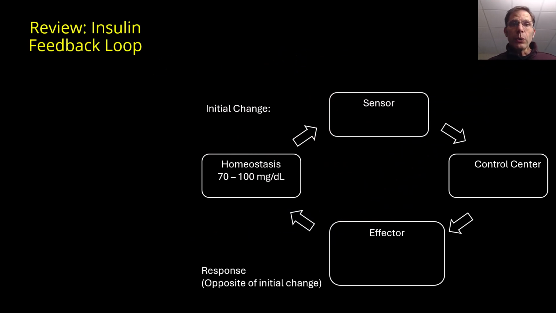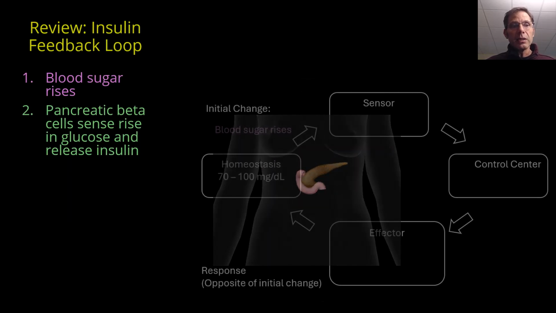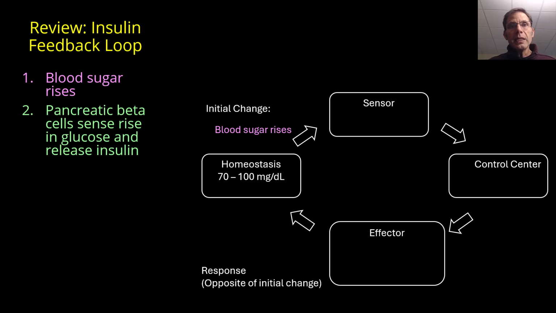As a quick review, we need to get to the effector tissue where insulin signaling occurs. After we eat, we know that blood glucose rises. The sensor and control center in this feedback loop are in the pancreas, the pancreatic beta cells. So this change is sensed in the pancreatic beta cell. Show this in the image there. The control center, also in the pancreas, the beta cells respond to the increase in glucose by releasing insulin.